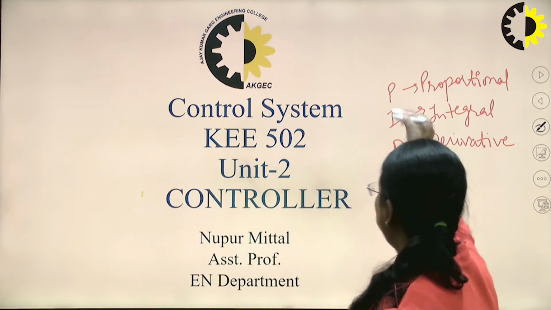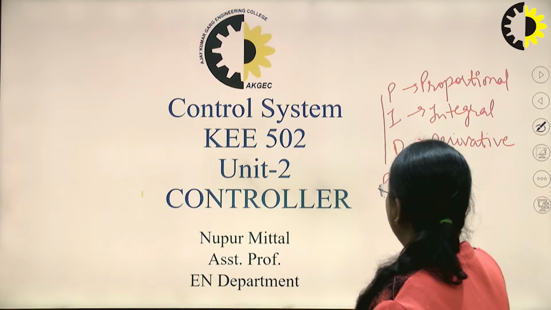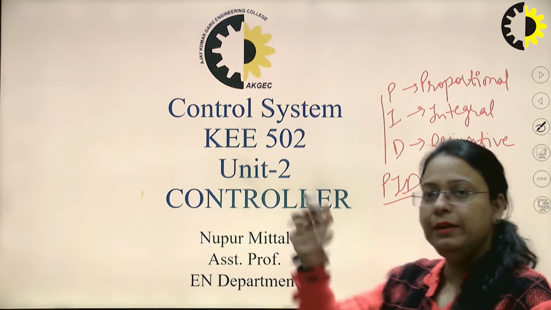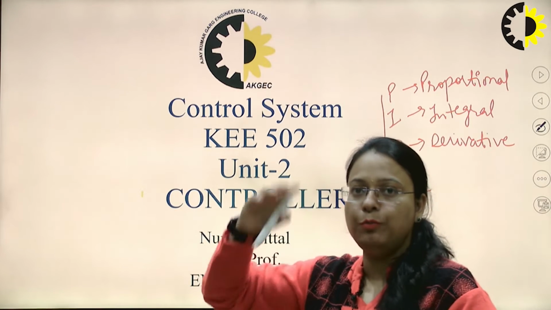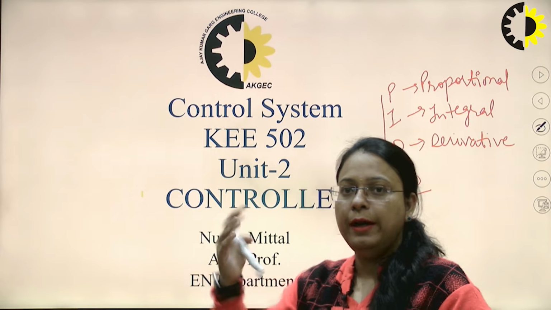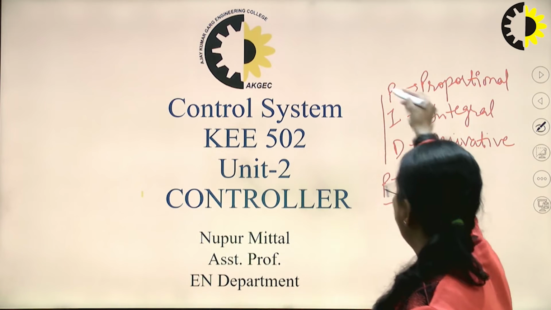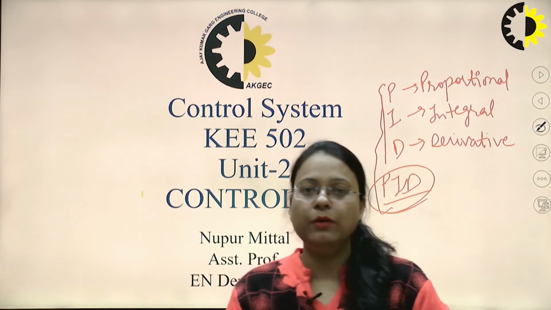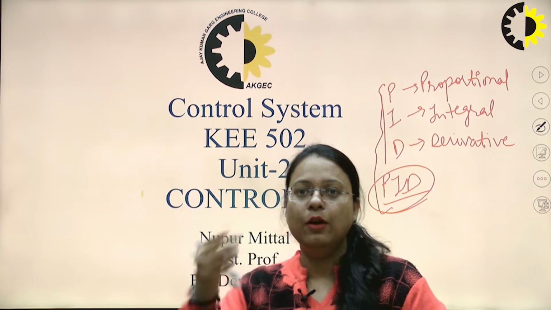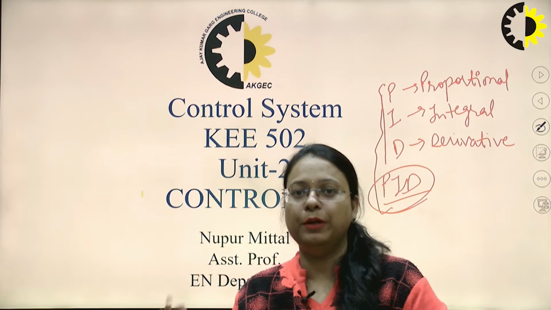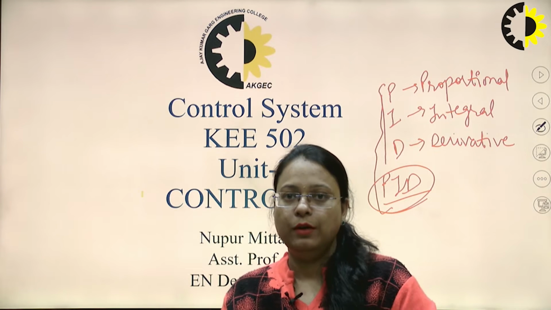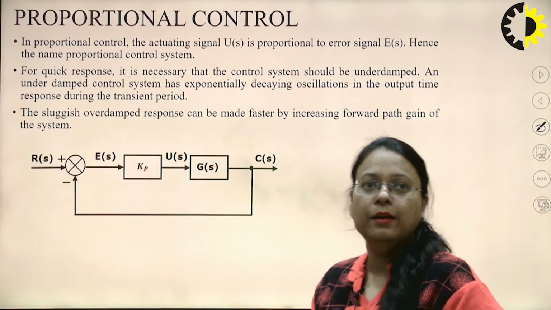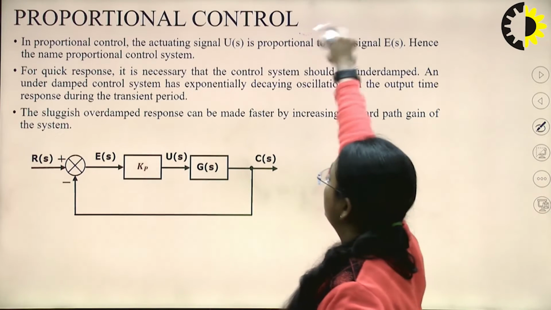By combining these controllers, we can also talk about the PID controller. We can also take combinations of two controllers, the PI controller and the PD controller. Above all of these, the PID is the best controller because it combines the best properties of all the types of controllers. We will discuss all of these controllers in detail. So let's start with the proportional controller.